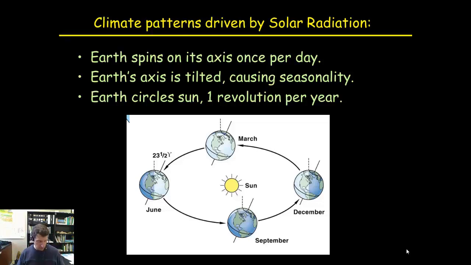Now, the tilt is aligned in the same direction out into space all year long. And that means that during part of the year, when the northern hemisphere is angled towards the sun, that's when the northern hemisphere gets its summer. During the other half of the year, when the axis of the Earth is pointed away from the sun, the southern hemisphere is angled towards the sun and gets more light than the northern hemisphere.